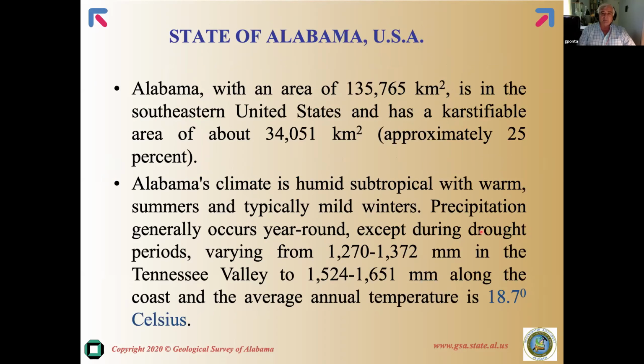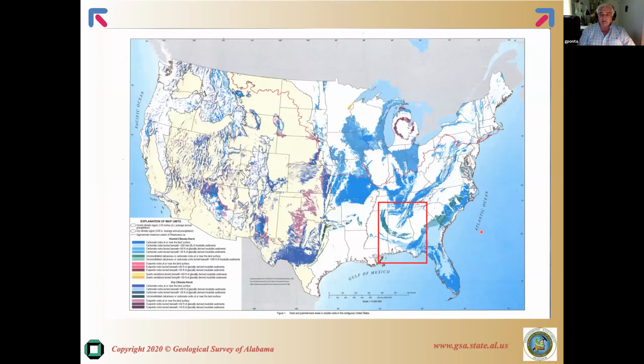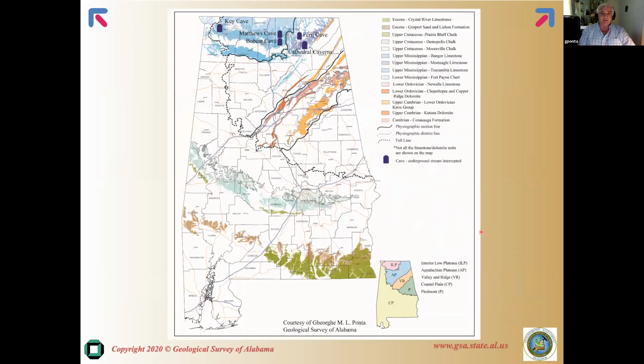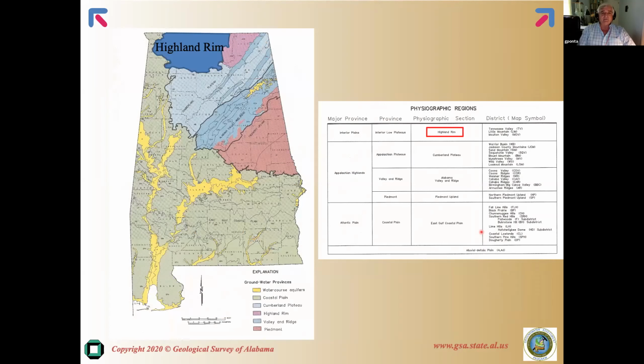Alabama, an area of about 135,000 square kilometers, is located in the southeastern part of the United States. Of those, only about 35,000 square kilometers are karstifiable rocks, mainly limestone, which represent about 25% of Alabama's territory. All these 4 caves are located in the northern part of Alabama, close to the Tennessee state line. All 4 caves are also located in the Highland Rim and Cumberland Plateau physiographic regions.